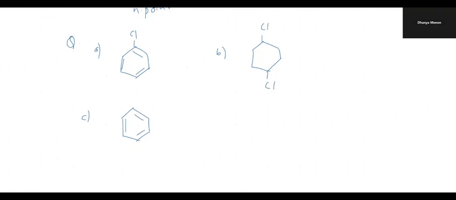Okay, chlorine, this is chlorine. Okay, this is all dichlorobenzene. And D, the position of chlorine is different. This is also dichlorobenzene, but the position of chlorine is different. So you need to tell me which is more polar.